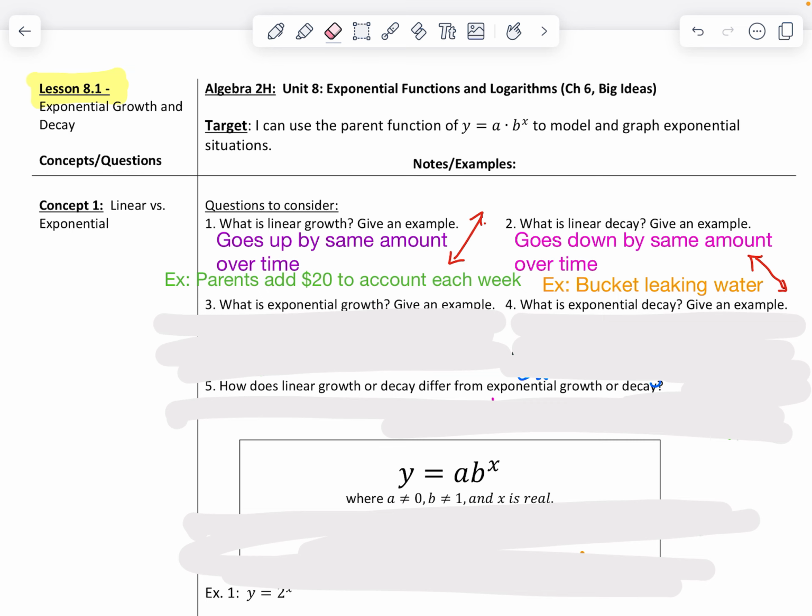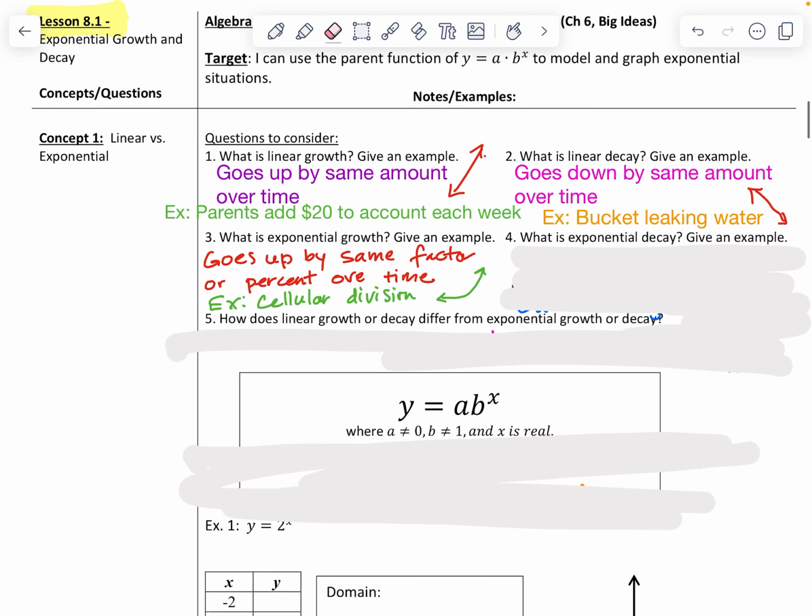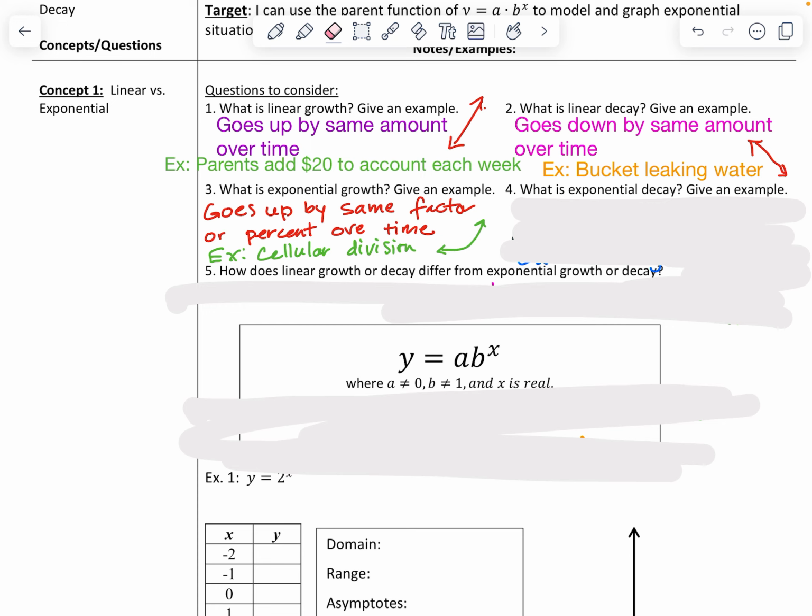Then exponential growth. Exponential growth doesn't go up by the same amount every time. It goes up by the same factor or the same percent over time. So, for instance, cellular division. You're not adding 1 cell or 5 cells every time. You're adding 1 cell and then those cells are dividing and they add 2 more, and those cells are dividing and they add 4 more, and those cells are dividing, 8 more, et cetera. And so you have more of a curve like this, an exponential curve.